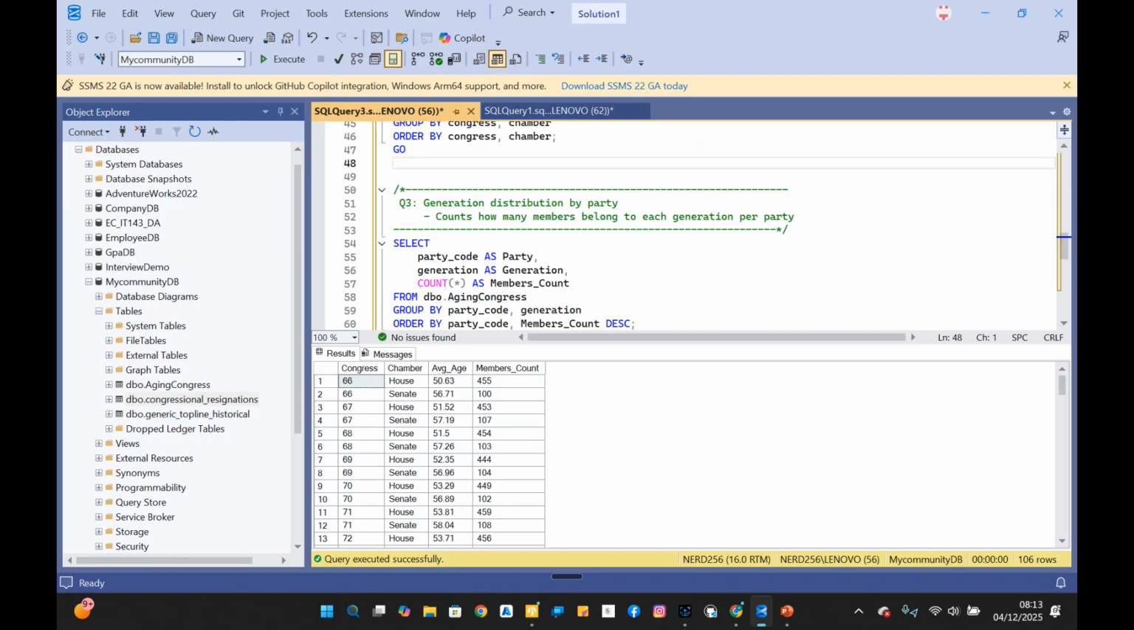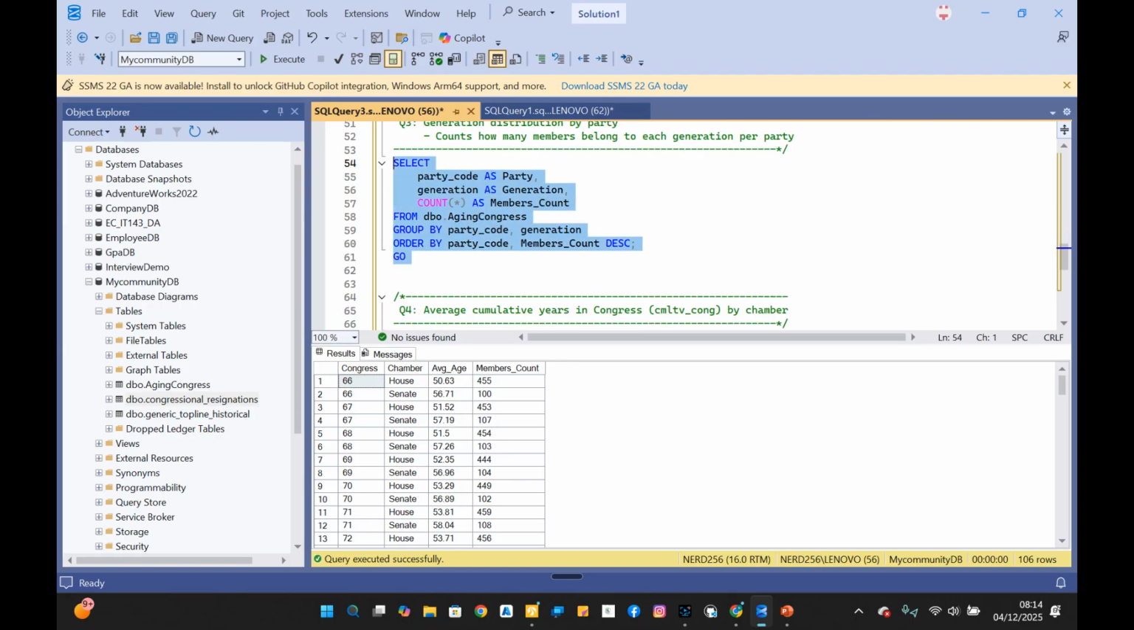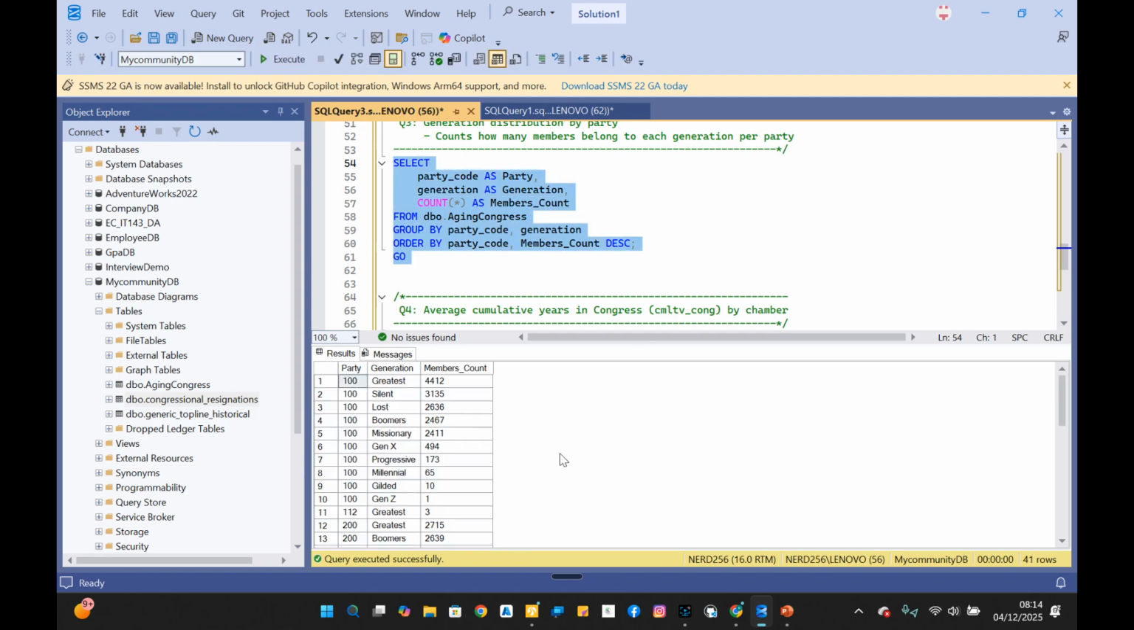Then the third question, generation distribution by party. This one we are counting how many members belong to each generation per party. So when I run the script, it should give us party, generation, members count.